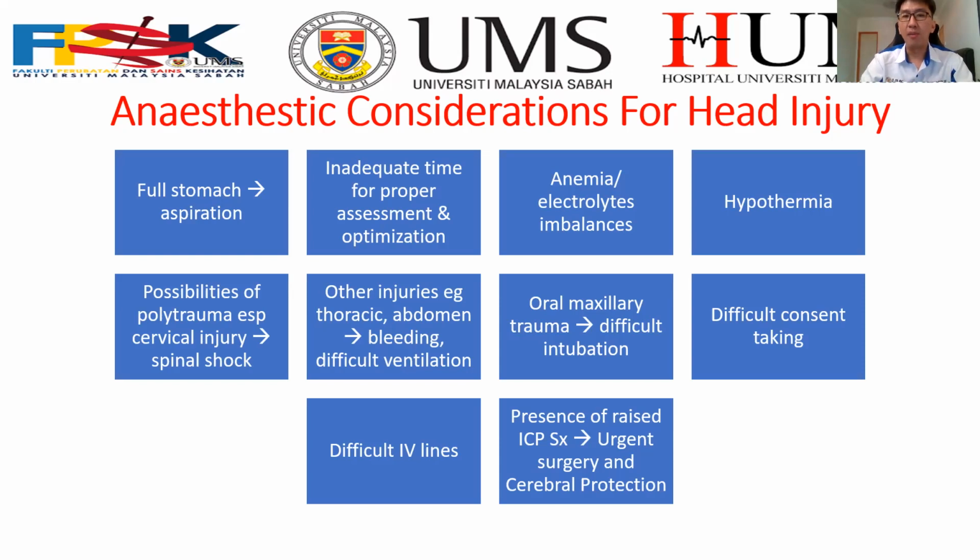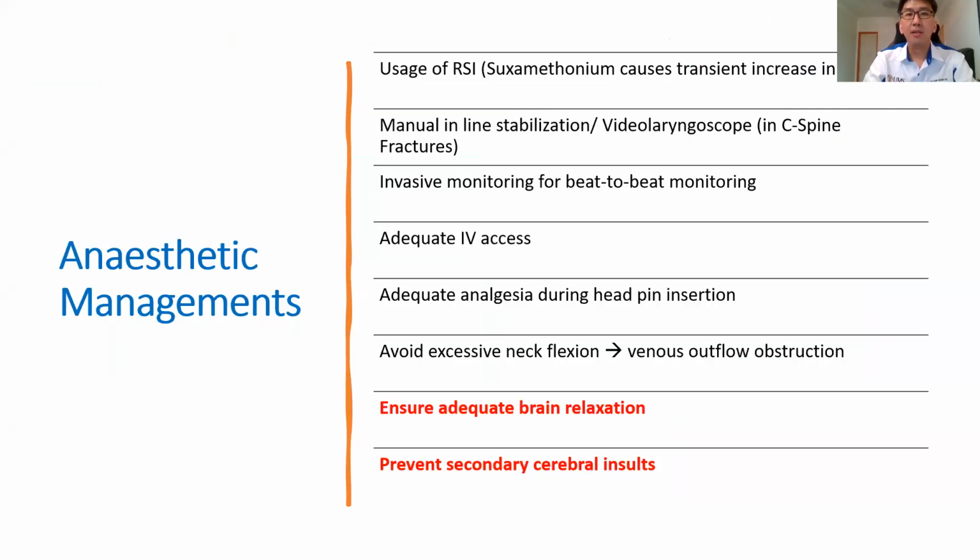You will have a lot of problems in resuscitating the ventilation. If the patient has severe maxillofacial trauma, you have a difficult intubation, and IV lines will be a bit difficult. Most importantly, you must look out for signs of raised ICP. With the presence of raised ICP, you have to be careful, and you have to clear your OT fast so that the patient can undergo surgery rapidly. So these are our anesthetic considerations for patients with head injury.